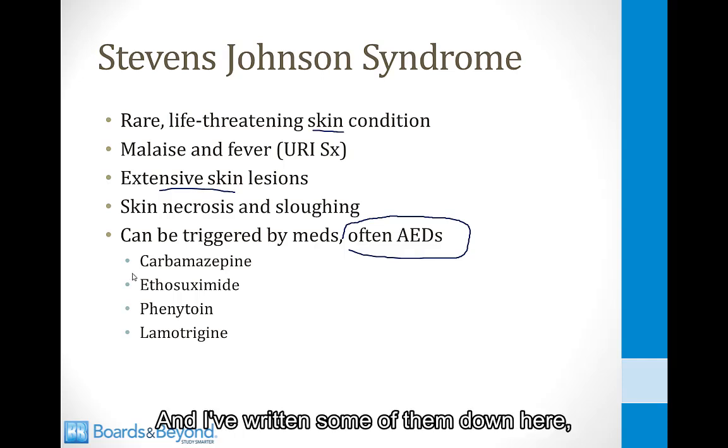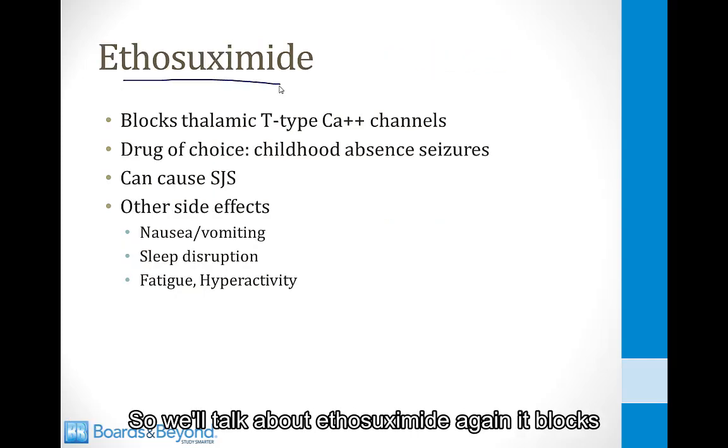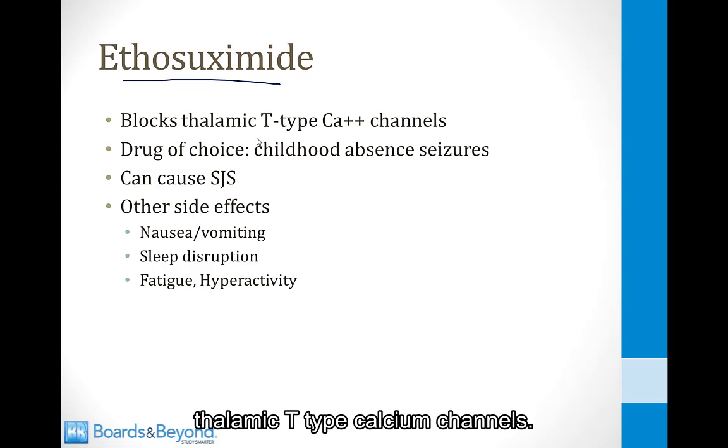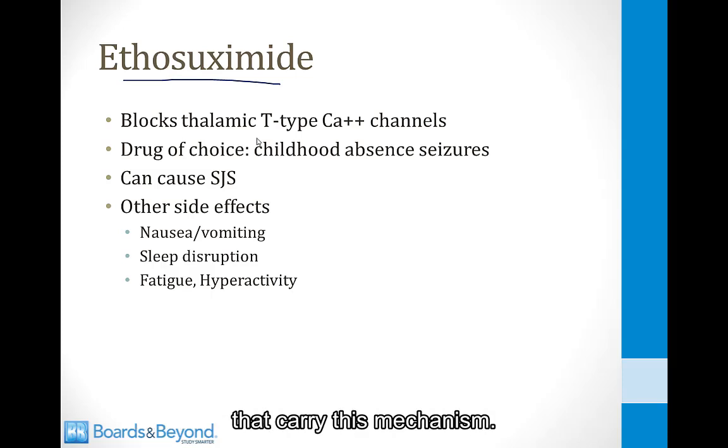And I've written some of them down here: carbamazepine, ethosuximide, phenytoin, and lamotrigine. So we'll talk about ethosuximide again. It blocks thalamic T-type calcium channels. This is a very unique mechanism. There really aren't any other anti-epileptic drugs that carry this mechanism.